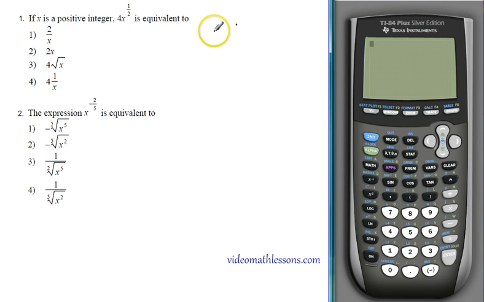So let's take a look at this first problem, number 1. If x is a positive integer, 4x to the 1/2 is equivalent to which of the following? And what this is hoping you remember is fractional exponent, the numerator is power over root.